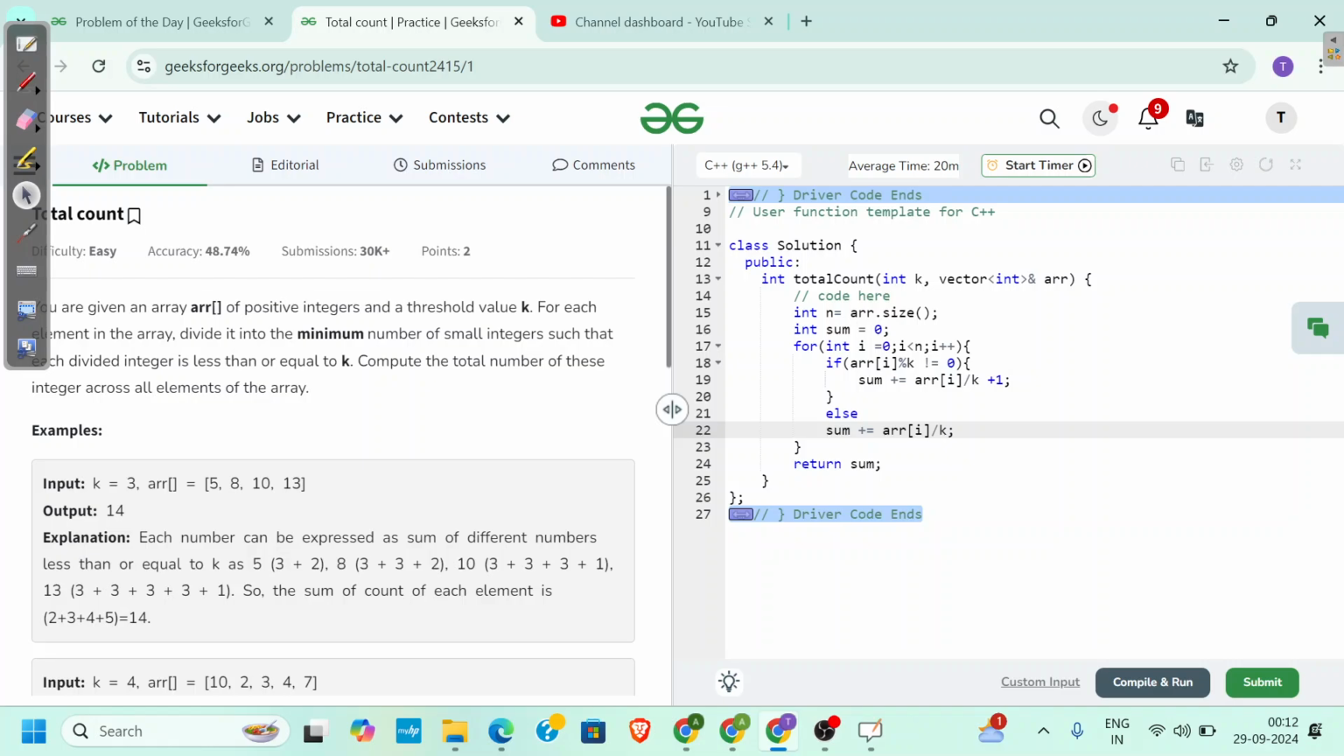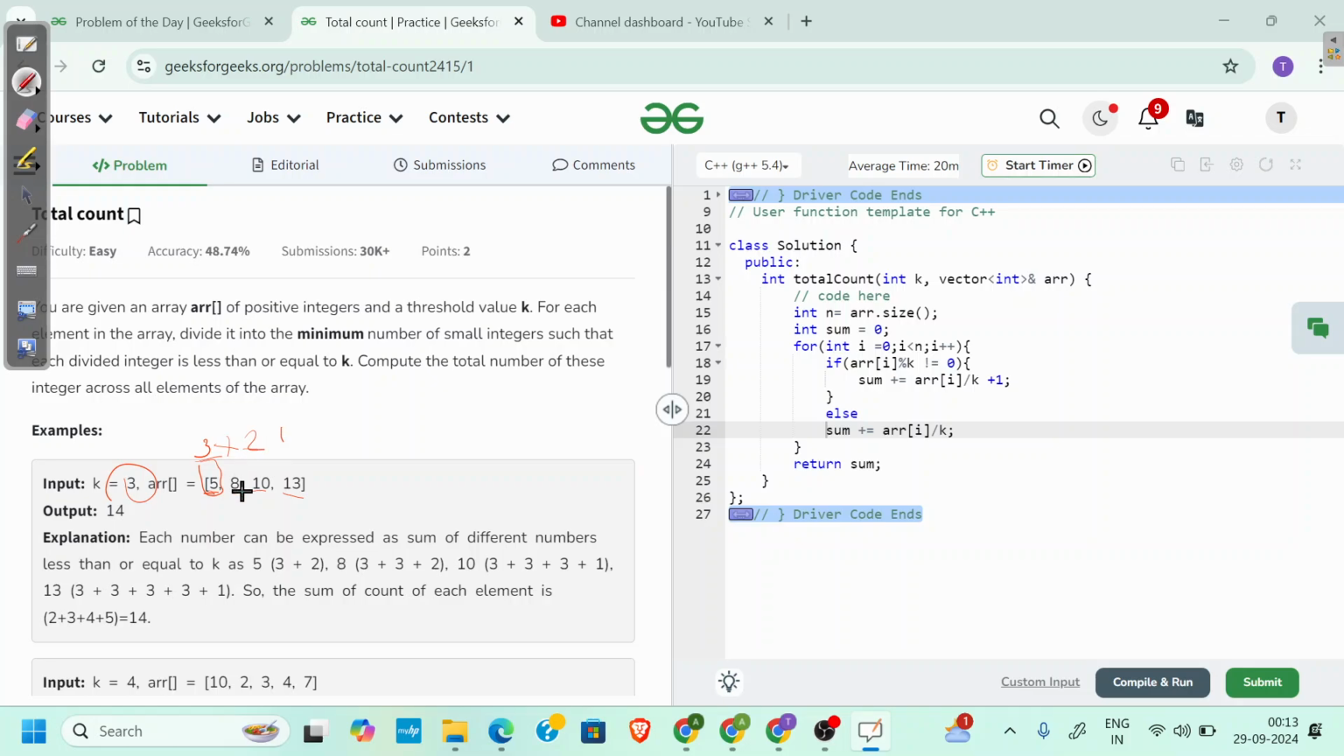Okay. So what it is saying is, suppose here k is 3. So each element of the array should be less than or equal to k. If it is more than k, divide it. Okay, break it. This is 5, so we will divide it into 3 plus 2. Now both elements are less than or equal to 3.